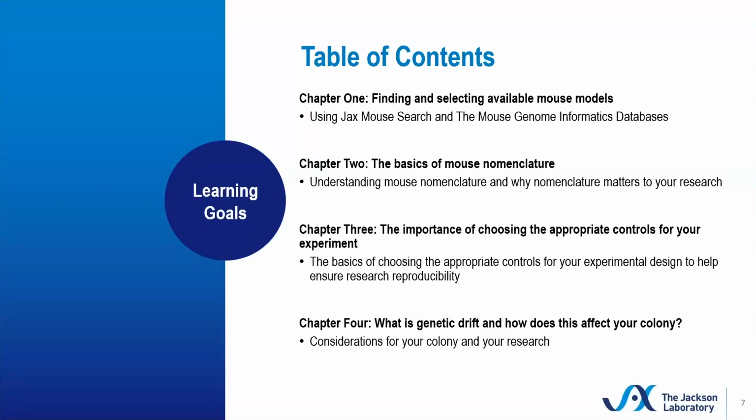Today, we will cover methods and resources that can help you find and choose strains more quickly. We will also discuss the basics of strain nomenclature, which will be useful for identifying strains faster. We'll also go over strain background and why it matters, choosing controls and other considerations when maintaining a colony to help ensure that the data you generate with the mice will be reproducible over time.